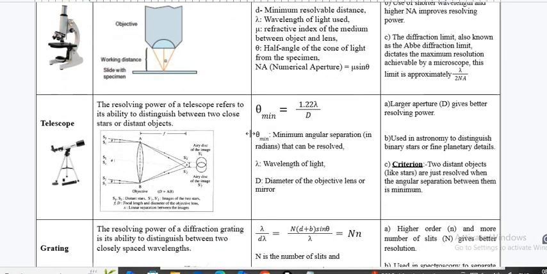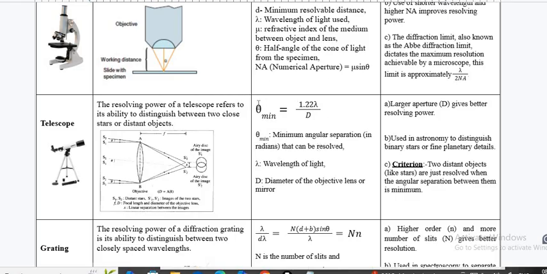Now the next part, the telescope. The resolving power of a telescope refers to the ability to distinguish between two close stars or distinct objects. A telescope is normally used to see far objects or distant objects. Now how to resolve? You need to follow this mathematical relation.